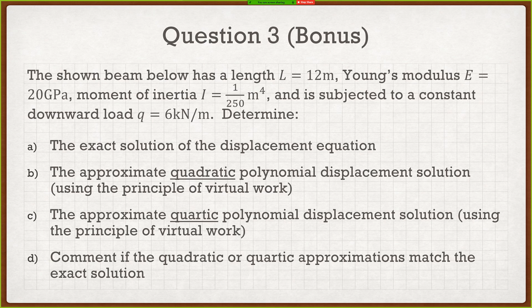Part B says, find the approximate quadratic polynomial displacement solution using the principle of virtual work. And part C is the same thing, except instead of a quadratic polynomial, it wants a quartic polynomial displacement solution, again using the principle of virtual work. This is very realistic of what happens in real life, because if we look at our exact solution, as you guys know, in order to find it, we solve a differential equation. In this particular case, it's a very easy differential equation, therefore it's not a problem to solve.